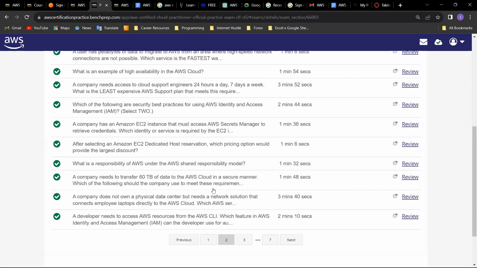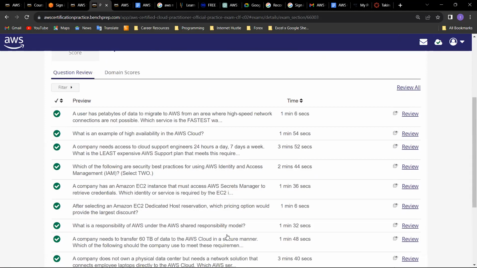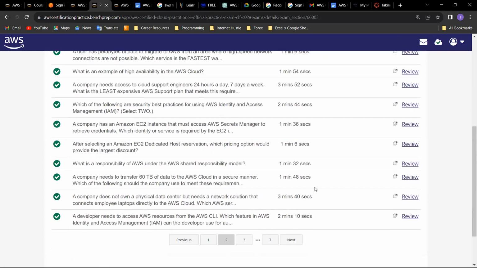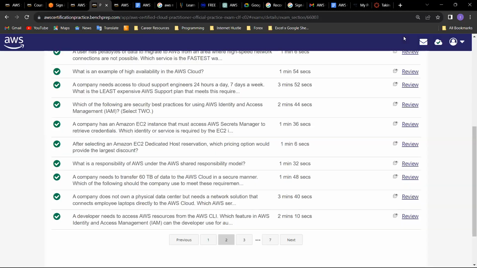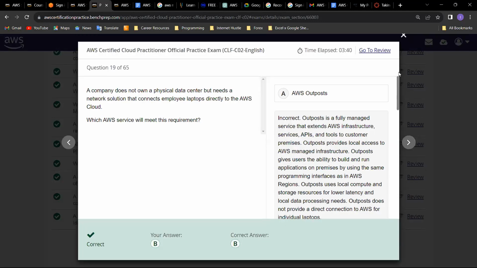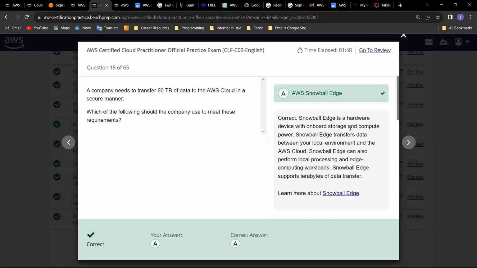Yes. So here we got it correct. Question 15. All right. So a company needs to transfer 60 terabytes of data to the AWS cloud in a secure manner. Right? Which of the following?